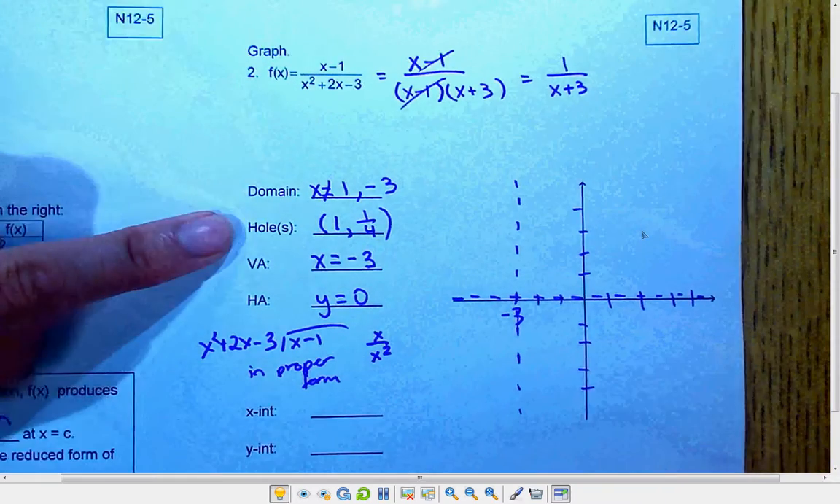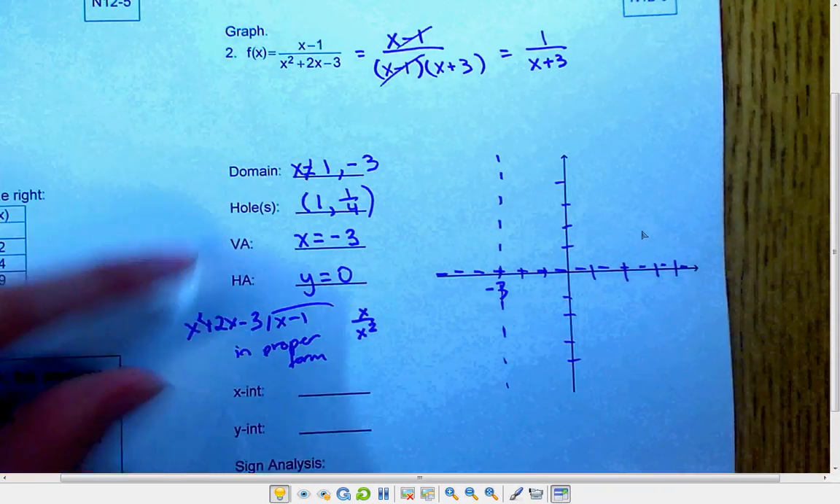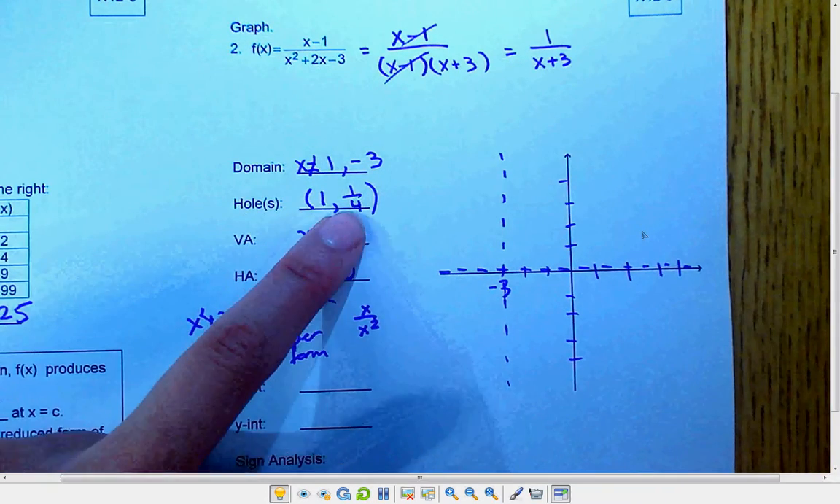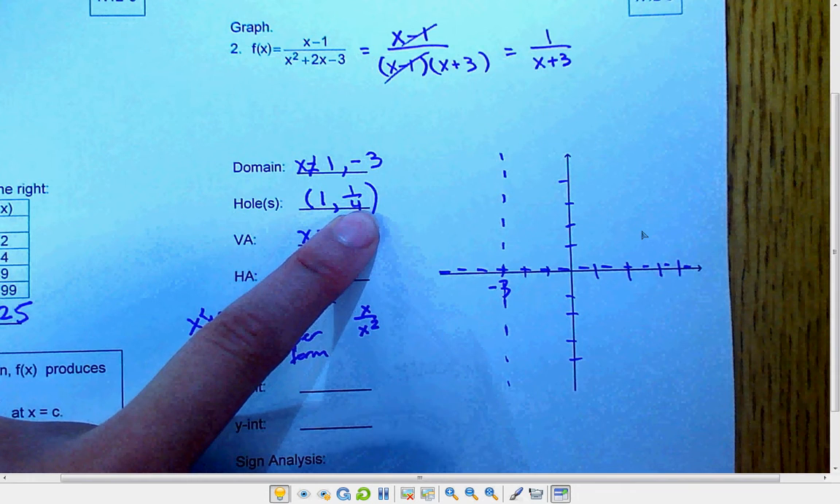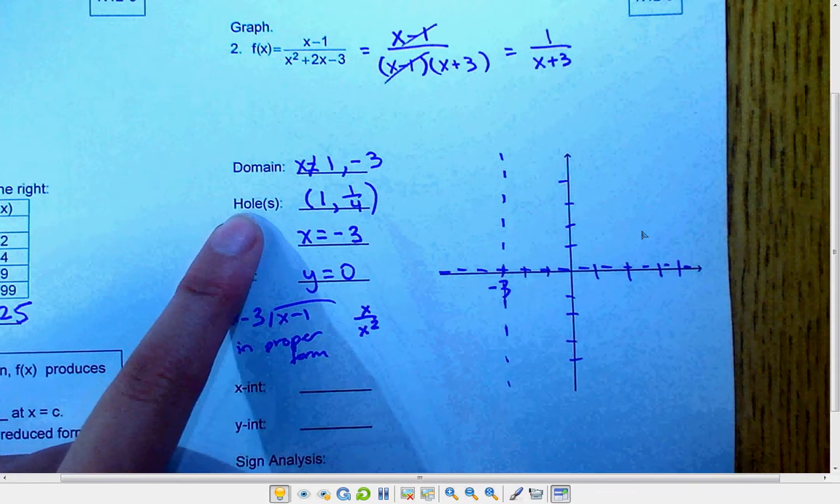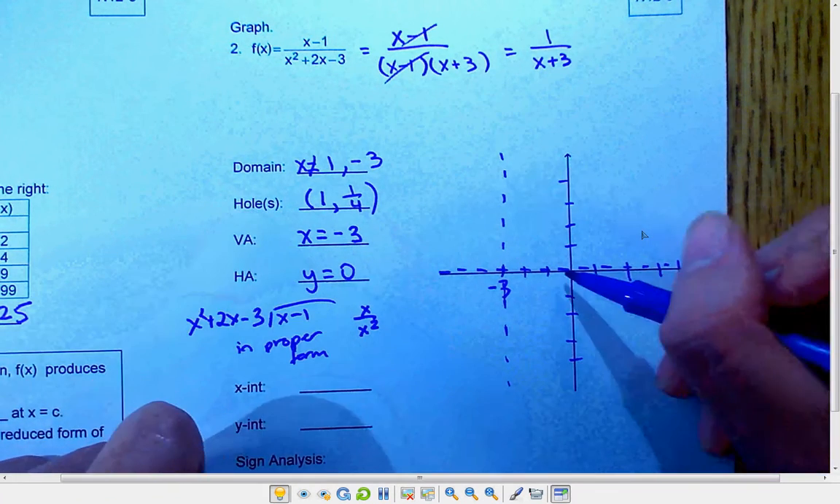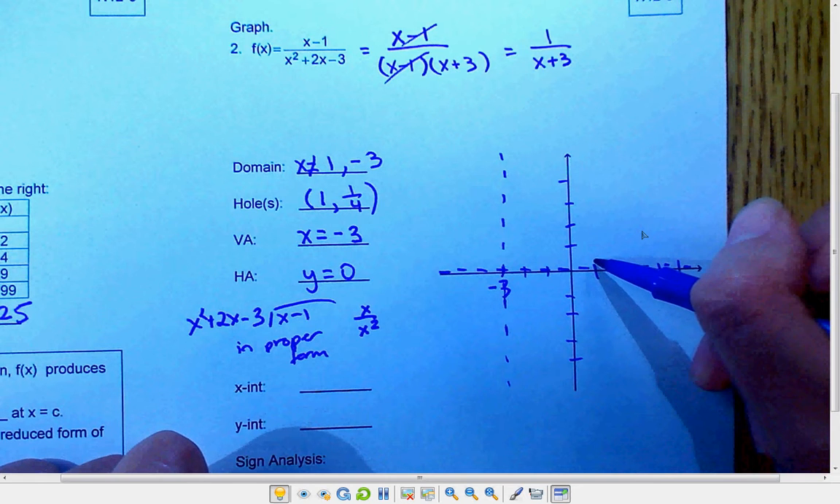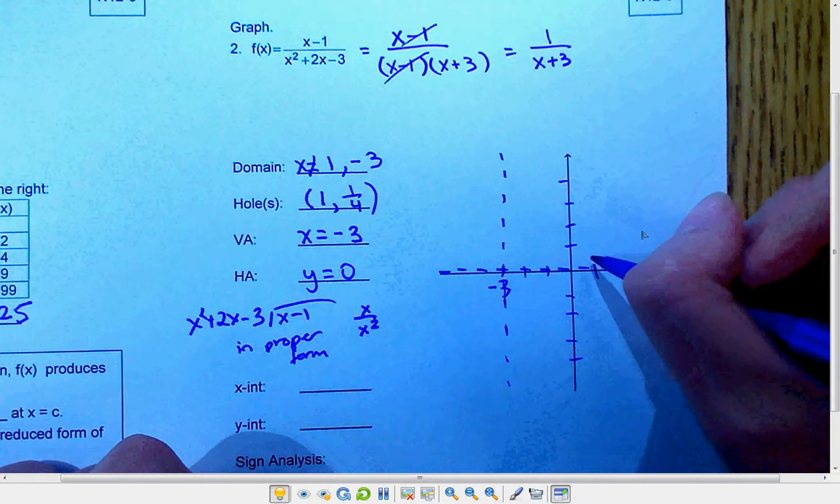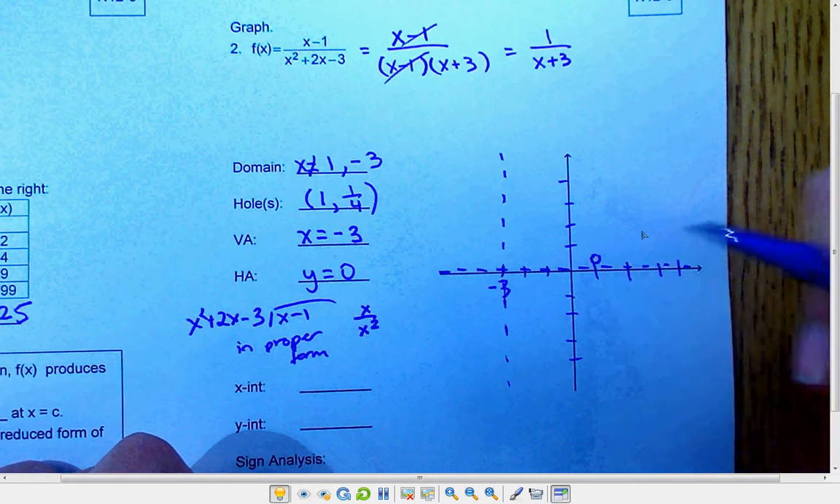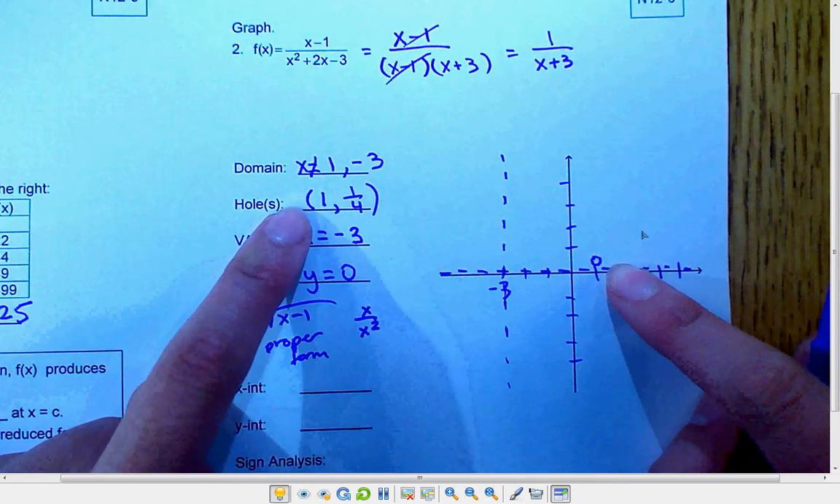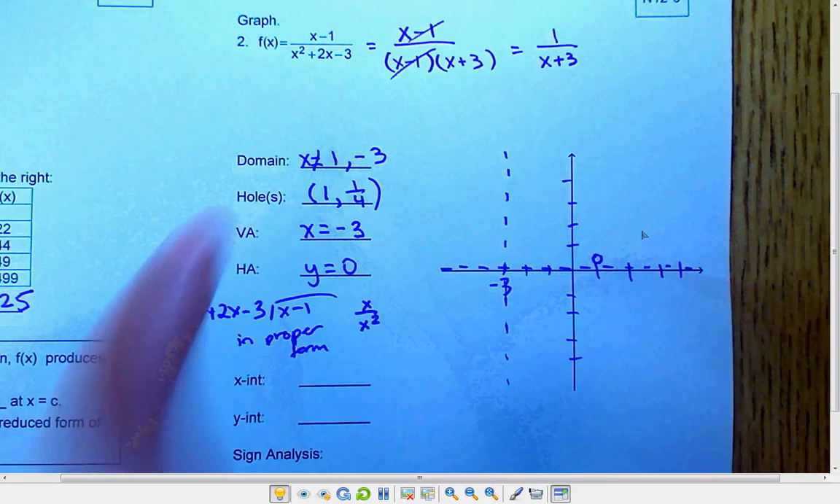And so we can actually graph, before we do our x and y intercept, this point. So (1, 1/4) is going to be the point that we're graphing as a hole, which is going to be an open circle. So we go over to 1. 1/4 is a fraction, so just slightly above 1. This is going to be an open circle where my hole is located.